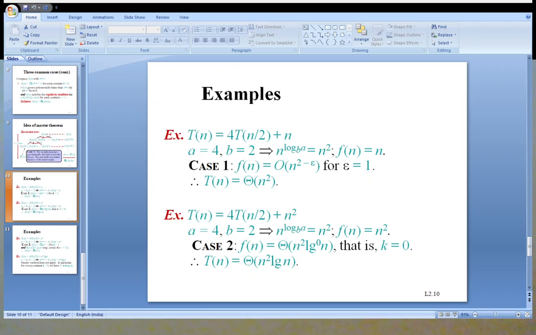And in the next example, T(n) is equal to 4T(n/2) plus n square. Here in this problem, a is equal to 4 and b is equal to 2, because this problem is very much similar to the last problem, but here f(n) is equal to n square, whereas in the first problem it was n. So here n raised to the power log a base b would be equal to n square and f(n) is equal to n square. So in this case, when both are equal to each other, meaning both grow at a similar rate, then the complexity would be n raised to the power log a base b into log n. So here the complexity T(n) would be equal to theta of n square log n.